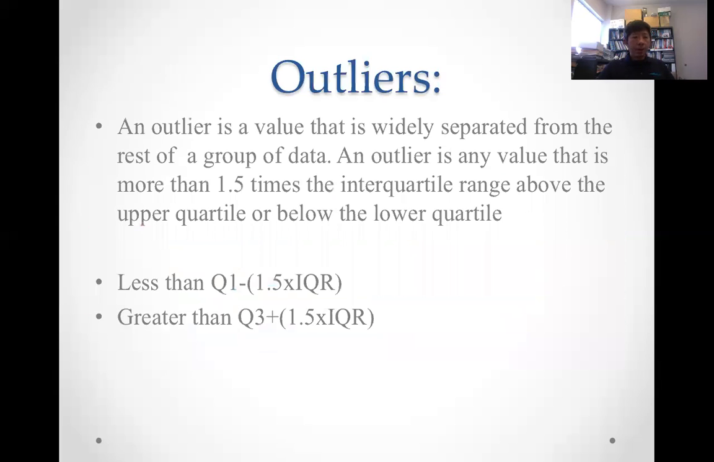Now outlier. An outlier is a value widely spread from the rest of the group of data. An outlier is any value that is more than 1.5 times the interquartile range above the upper quartile or below the lower quartile. Right. So here is the formula we can use to find the outlier, okay? If a number is less than Q1 minus 1.5 times IQR, then that would be an outlier. If we find a number greater than Q3 plus 1.5 times IQR, that is also an outlier.